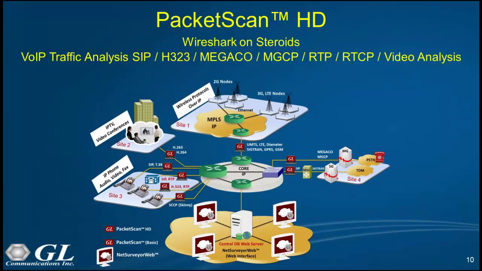So whether you're in 4G, mobile networks, 2G, voice over LTE type of applications on MPLS networks, or either going into an IMS system, you might have a MegaCo, GCP, and SIGTRAN signaling, or with video, you have H.263, 264 video streams. With the voice over IP, you have the SIP protocol with RTP for voice and T.38 for fax.